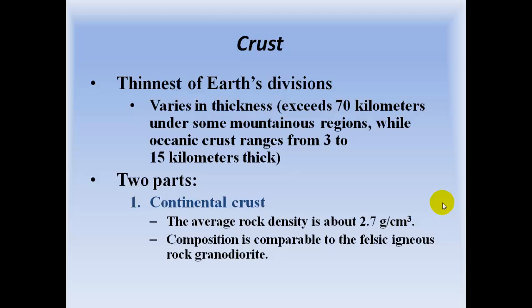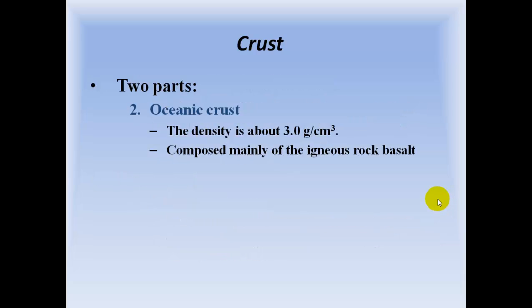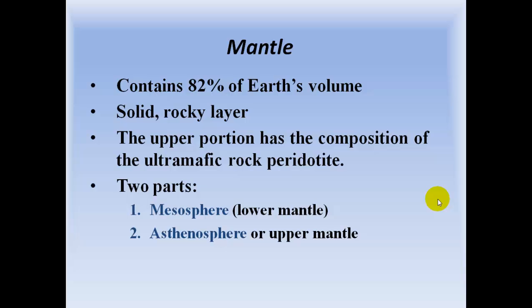Continental crust average rock density is about 2.7 grams per cubic centimeter. Composition is comparable to the felsic igneous rock granodiorite. So it's in between the felsic granite and the intermediate diorite. The oceanic crust density is about 3 grams per cubic centimeter, composed mainly of the igneous rock basalt.